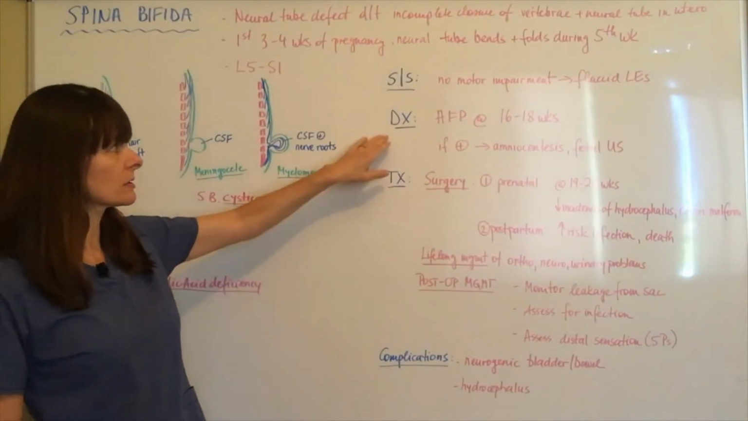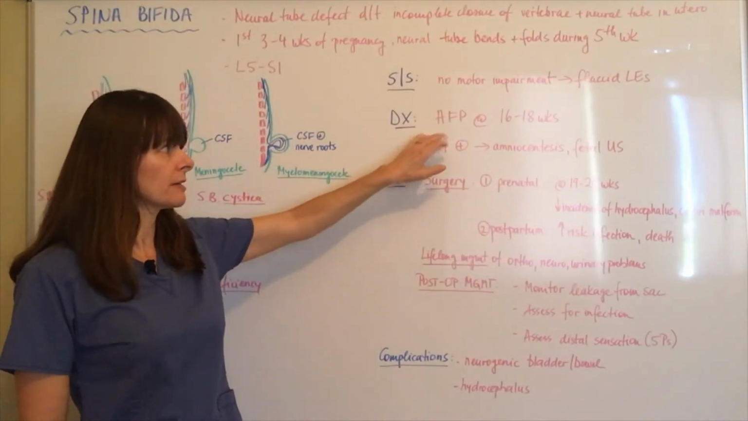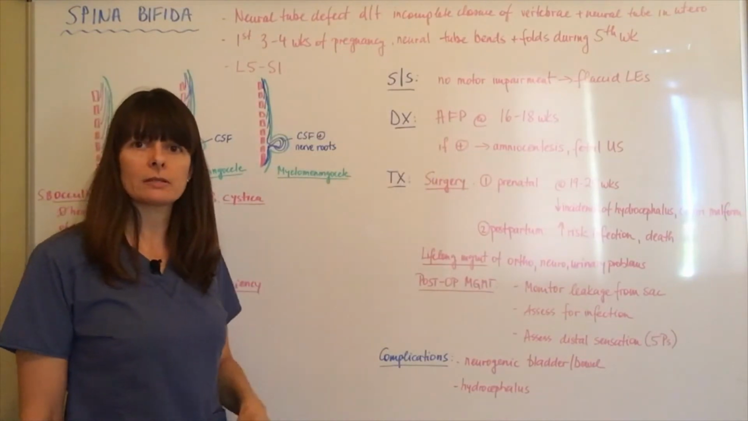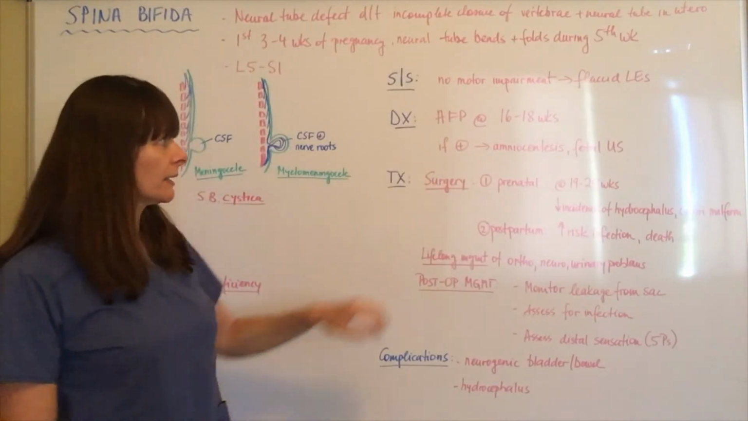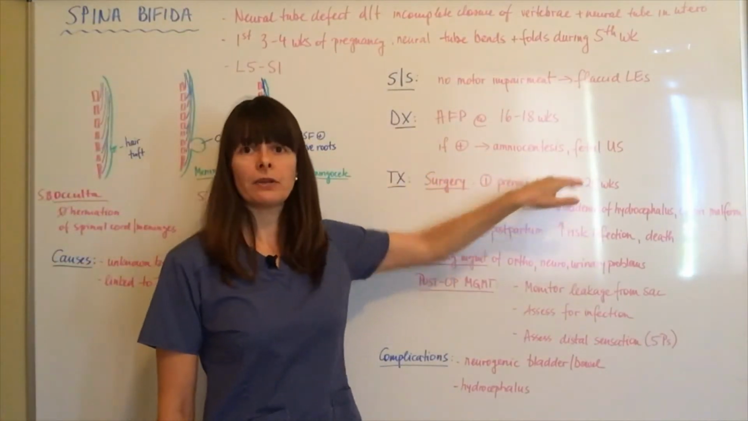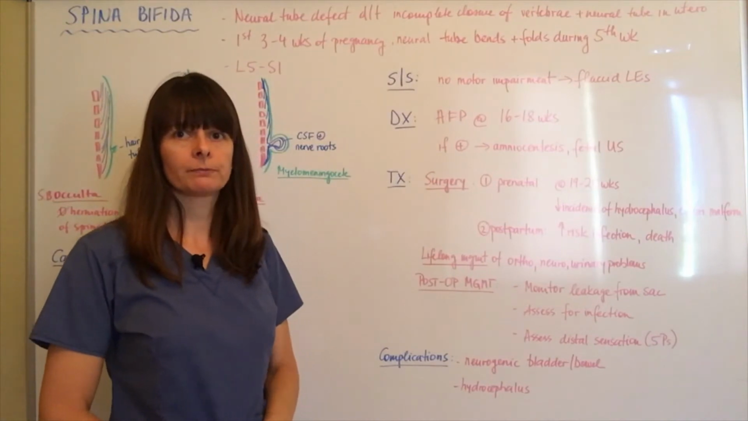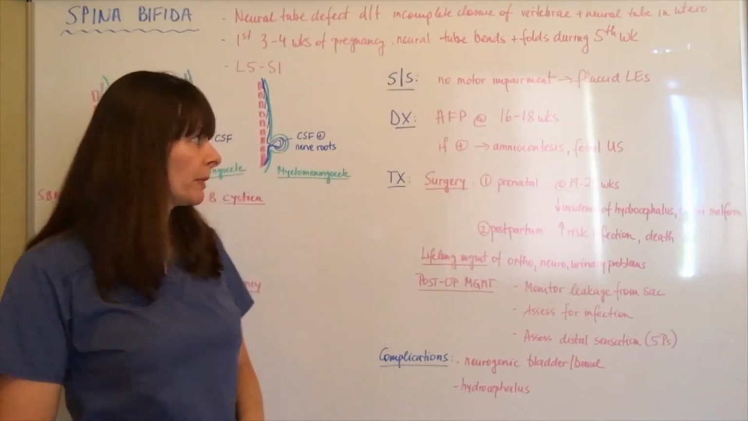Now, the diagnosis of spina bifida usually happens with an alpha-fetoprotein test at 16 to 18 weeks of gestation, and if that comes out positive, usually an amniocentesis and fetal ultrasound are recommended to investigate a little bit further. There are a couple of different treatment options.